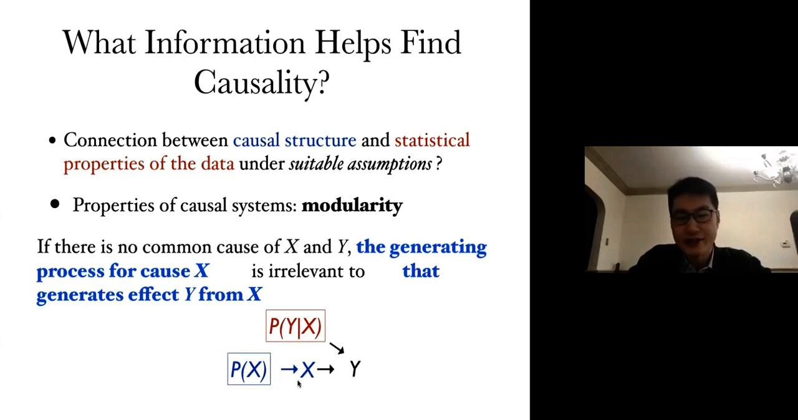And similarly, you can change the generating process for X, and the mechanism from X to Y will not be changed by that. So the world will consist of a lot of small modules, and those modules are not relevant to each other. And later you can see this will give rise to some statistical properties of the random variables.